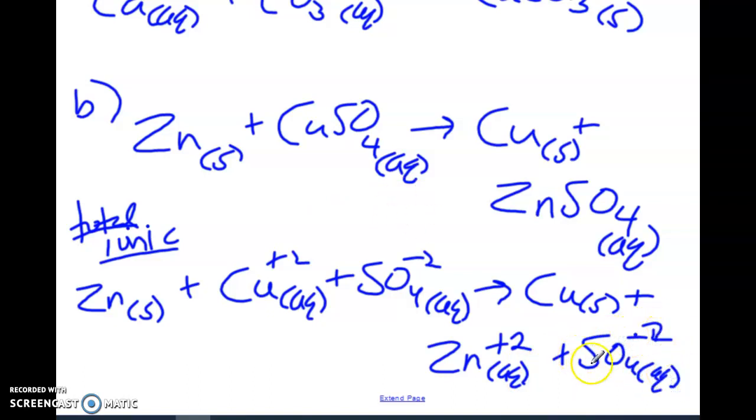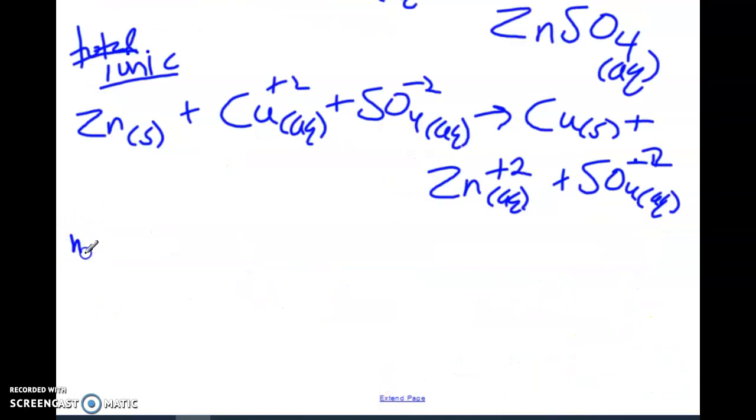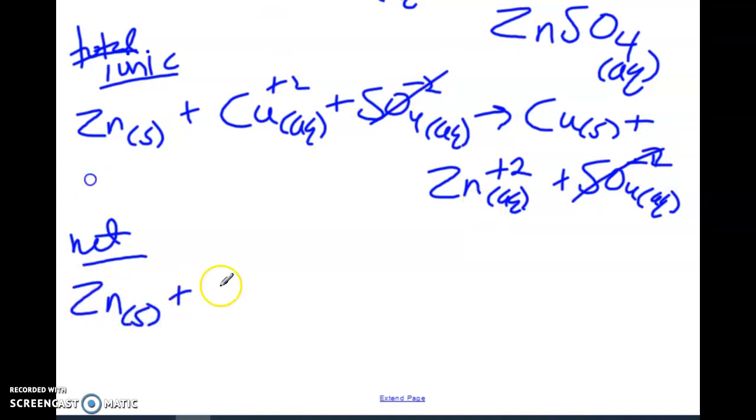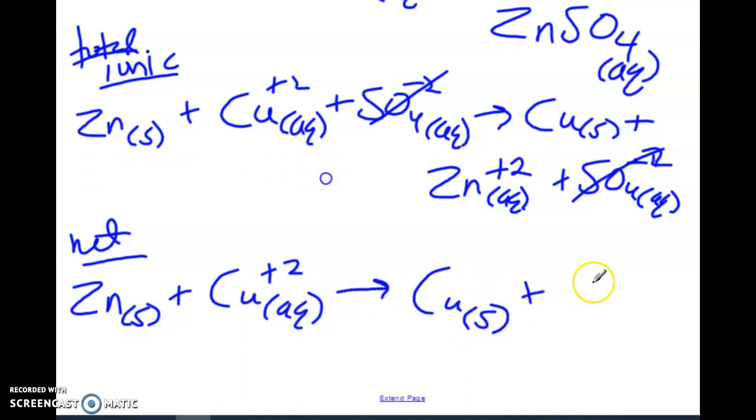Okay, so at this point, right, for our net equation, we are going to cancel spectators where possible. So remember, solid zinc is different from aqueous zinc ions. You cannot cancel those two out. So really the only spectator that's here is sulfate. So our net ionic is going to be everything written out as is, except with our sulfate removed.